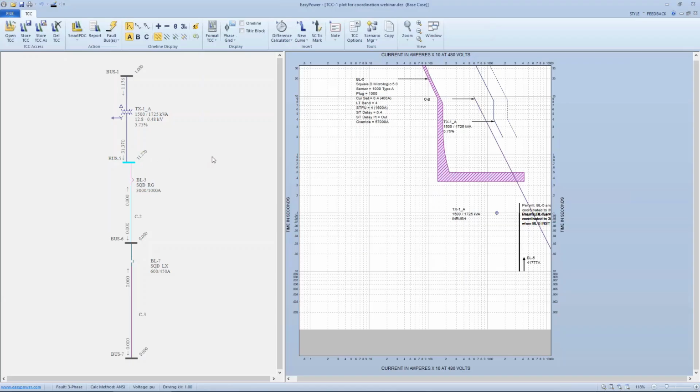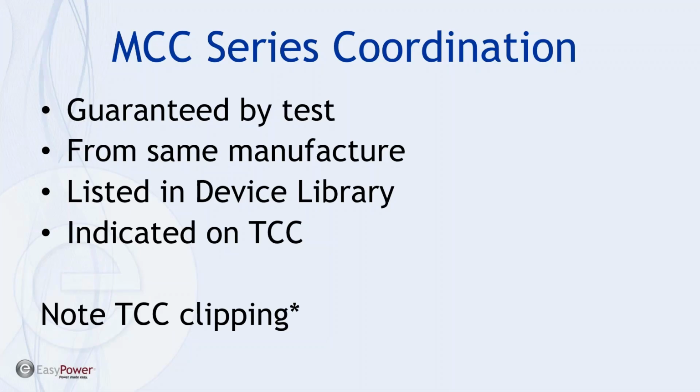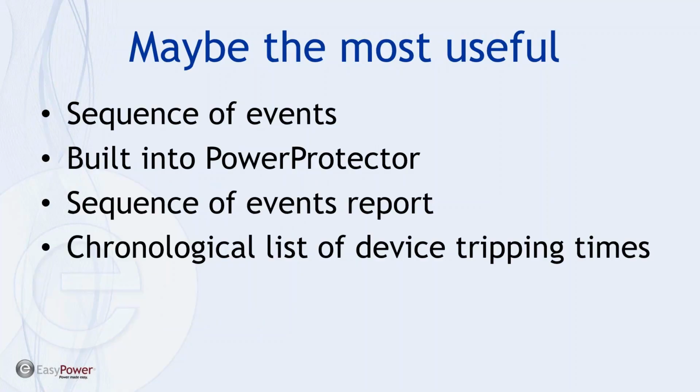Okay, so that was series coordination that was guaranteed by test: the devices listed in the way we can look them up in the device library, and how the tick mark shows up on the TCC when we have a guarantee from the manufacturer due to that testing, and then how to take advantage of the TCC clipping for purposes of either cleaning up or distracting plots, or verifying that we're coordinating in the right area of the curve.